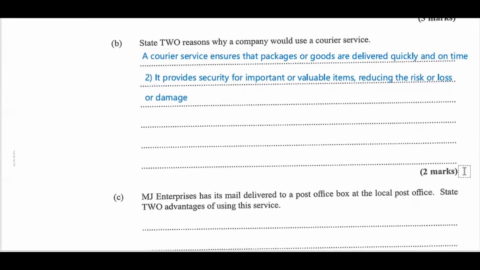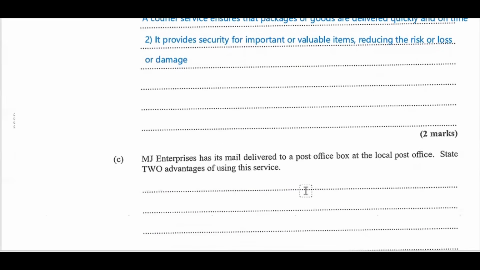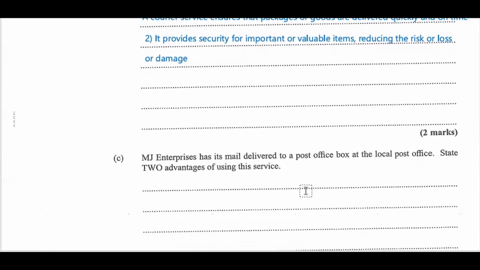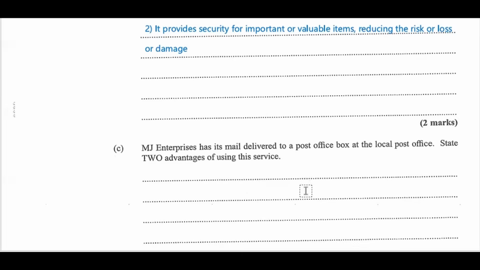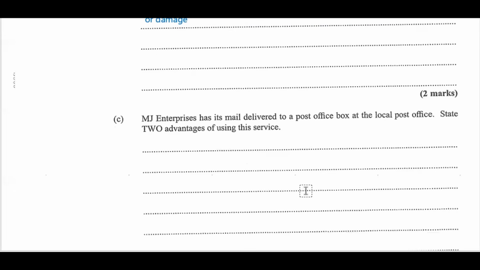So the 2 reasons there. 2 marks. C. MJ Enterprises has its mail delivered to a post office box at the local post office. State 2 advantages of using this service. Let's read this question again. MJ Enterprises has its mail delivered to a post office box at the local post office. State 2 advantages of using this service.